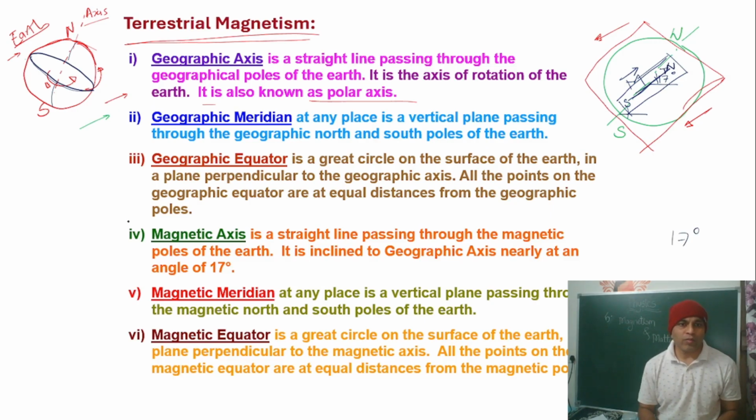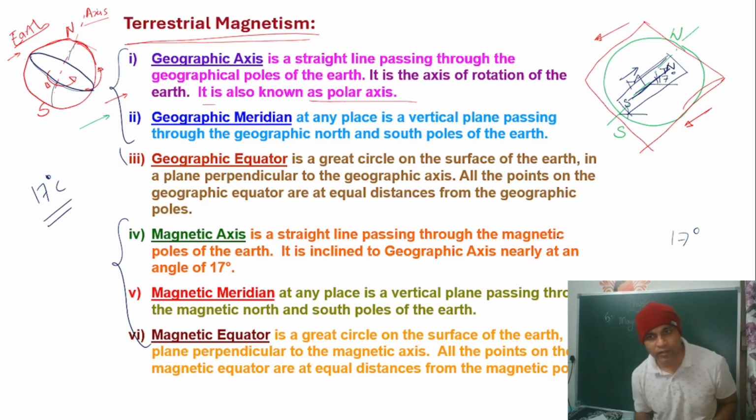All these three things are 70 degrees inclined to each other, right? The geographic equator is 70 degrees inclined to the magnetic equator, the magnetic meridian is 70 degrees inclined to the geographic meridian, and the geographic axis is 70 degrees inclined to the magnetic axis. That's why there will be a slight change.